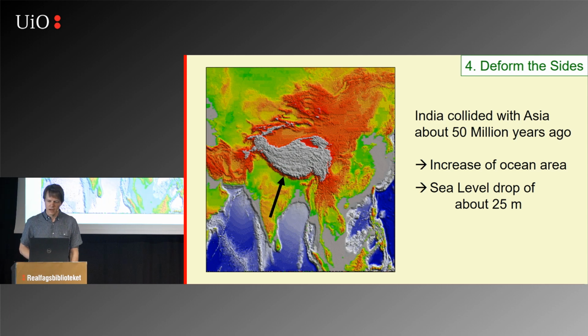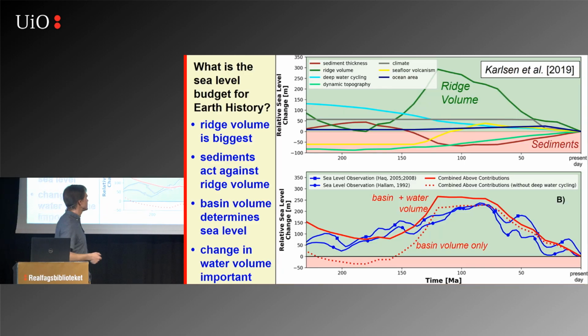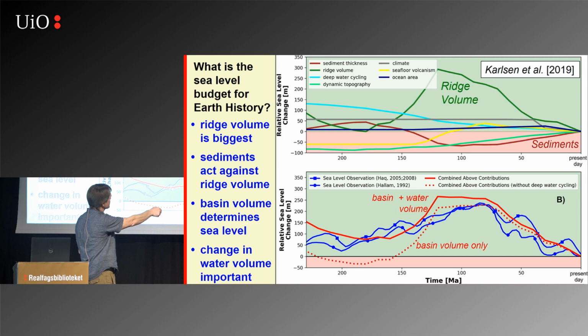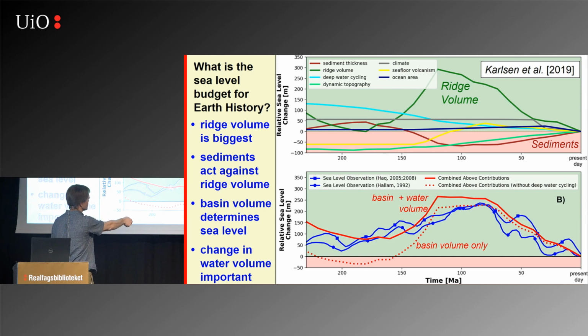Okay, so I've talked about 4 different processes happening over geologic time, and Krister put them all together into one curve. And the biggest one is the ridge volume, and then you have the sediments going opposite to that. If you're just talking about the changes to the ocean basin volume, then you get this curve. If you add that slow leak of water into the interior of the Earth, you get the solid red curve. And so together, they approximately show the same trends as the observations.